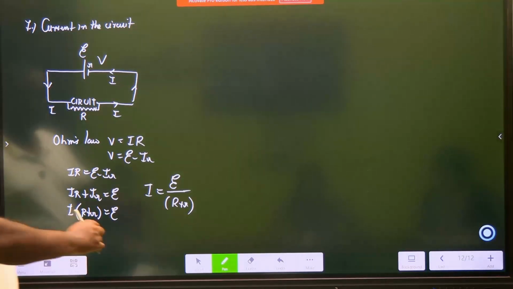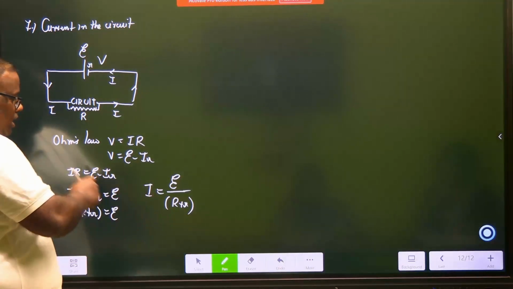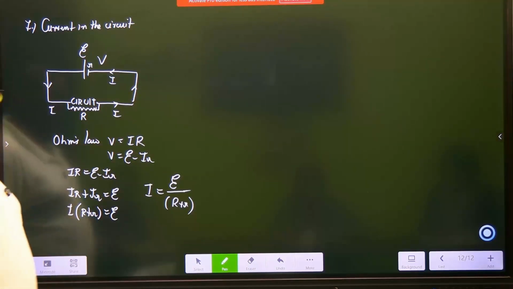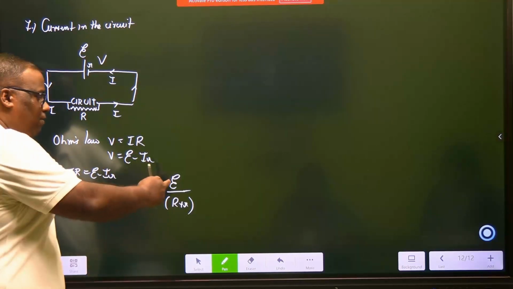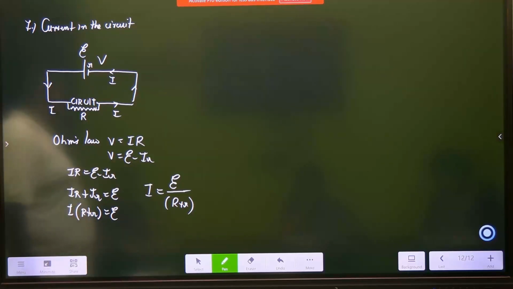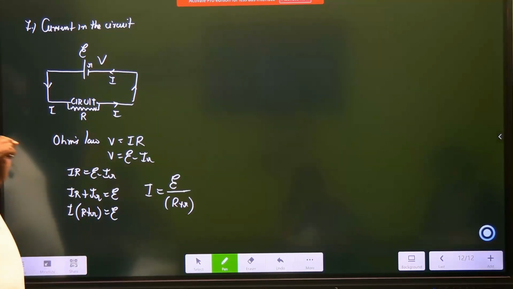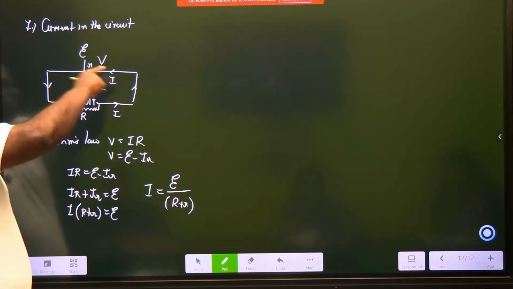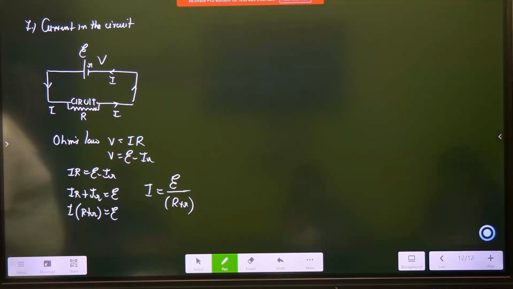So here we say that if you use R, then you are getting terminal voltage. If you want to use EMF, then plug in the entire resistance of the circuit. This is the total resistance of the circuit. And look, this R and this small r, are they not in series? Yes, they are in series. So what is their effective resistance? R plus r is the net resistance.